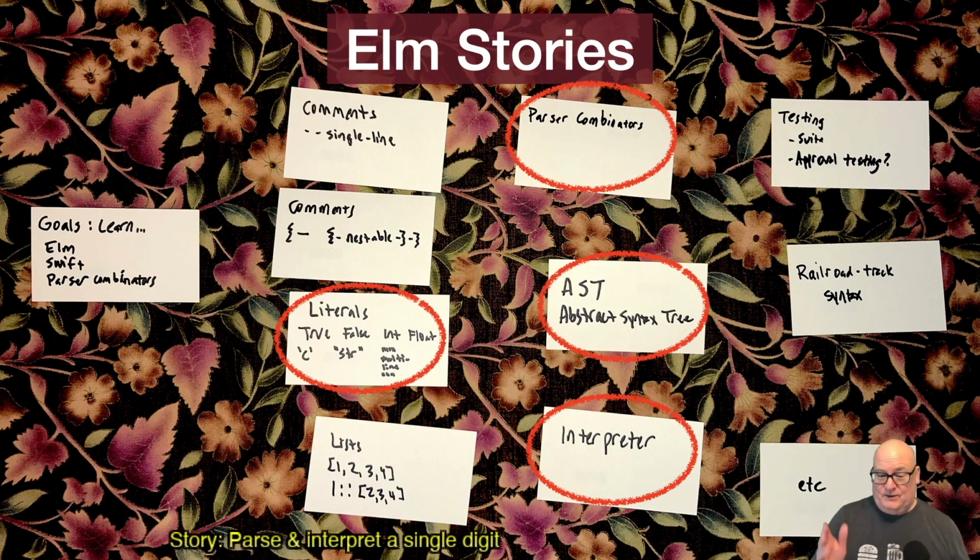So far we've tackled literals, but all we've gotten is that one digit. We have started exploring parser combinators, abstract syntax trees, and a little tiny bit of an interpreter. Our interpreter says the interpretation of a one-digit integer is that number. But we'll get better.